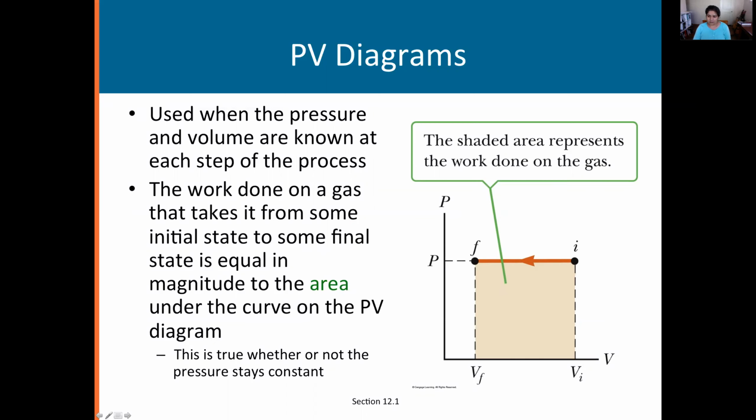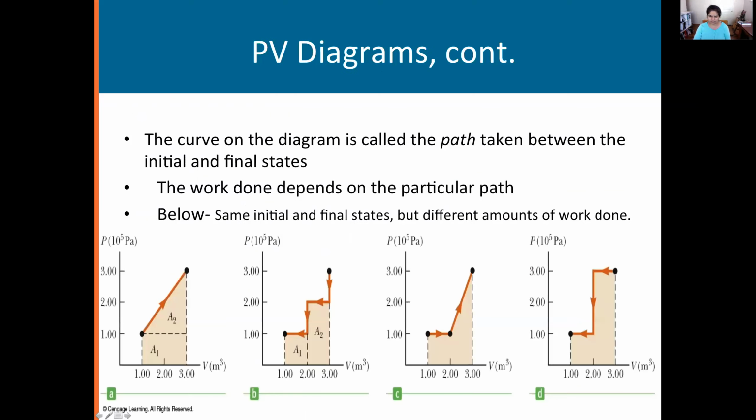That means the shaded area gives me the work done on the gas when it's compressed, and by the gas when it's opened out. So it is the area under the curve. If it happens to be a closed loop, it's going to be the area inside the curve that will give me the work done. We'll see some examples of that later on.